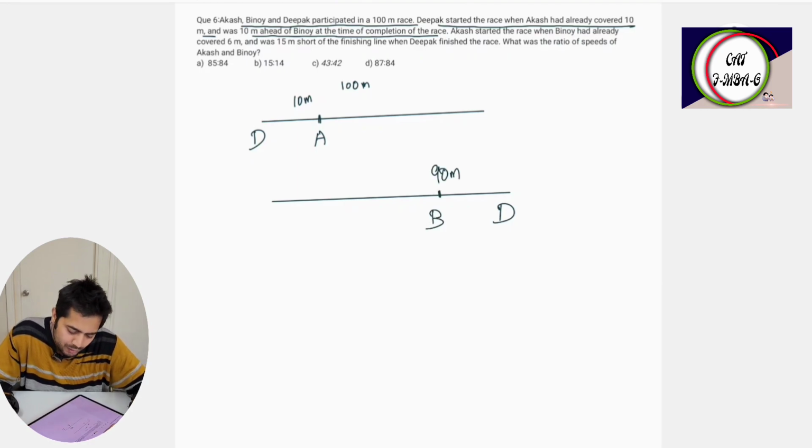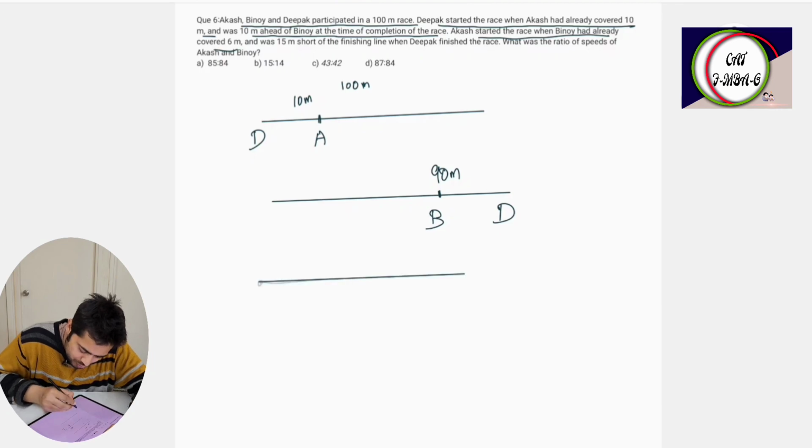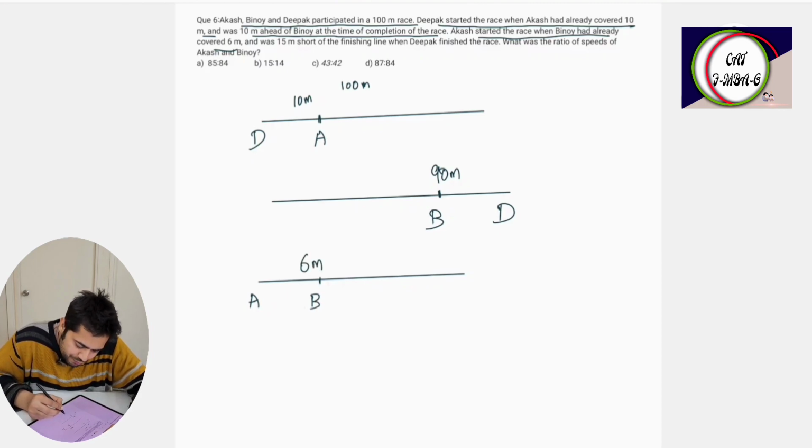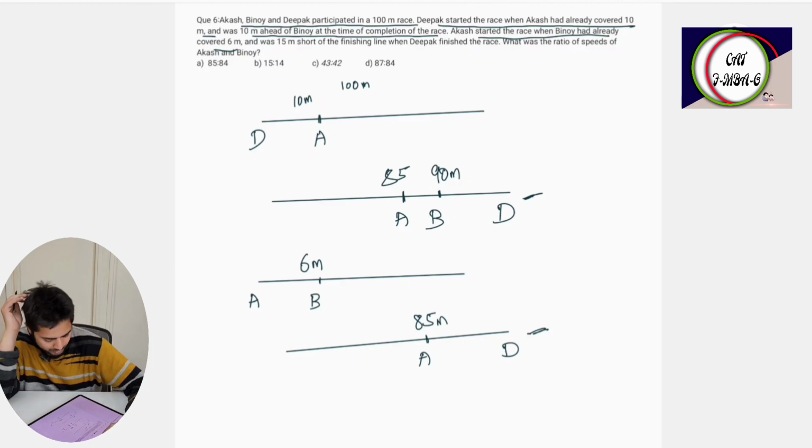Okay. Akash started the race when Binoy had already covered 6 meters. So Akash here and Binoy here at 6 meters. And Akash was 15 meters short of the finishing line when Deepak finished the race. So when Deepak finished the race, Akash was at 85 meters. Now here Deepak is finishing the race. We can take this as common. So Akash is at 85 meters. Okay, perfect.